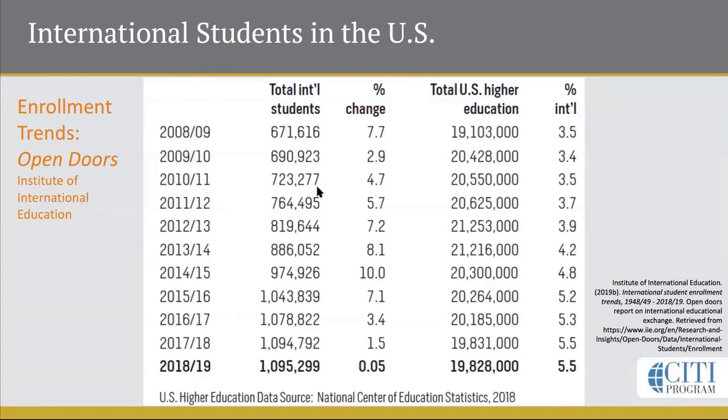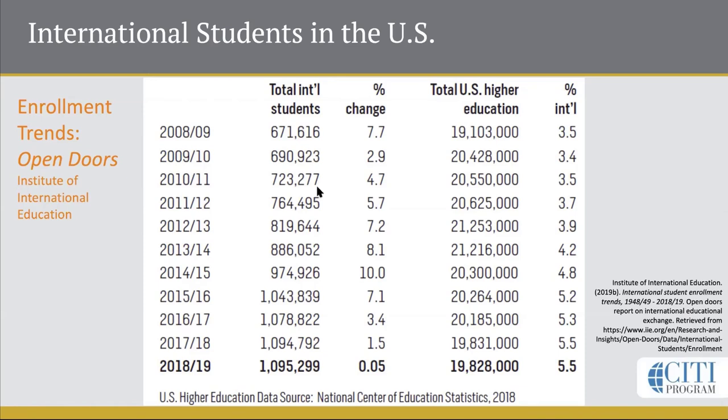The past decade has seen significant growth in international students on U.S. campuses. The 2018-19 academic year was the fourth year with over 1 million F1 students on our campuses. As you can see from this data from the Institute for International Education's annual Open Doors report, not only has the number of international students grown over the past decade, but also the percentage of students on U.S. campuses who are international has also grown.